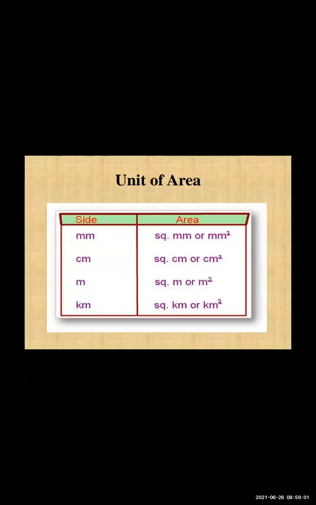Now, a very important part of area is what should be the unit of area. Whenever we are finding the area, it needs the values of the outer boundaries. Means if we are finding the perimeter, then we should know how much area it has covered. Suppose there is a ground, a football ground.